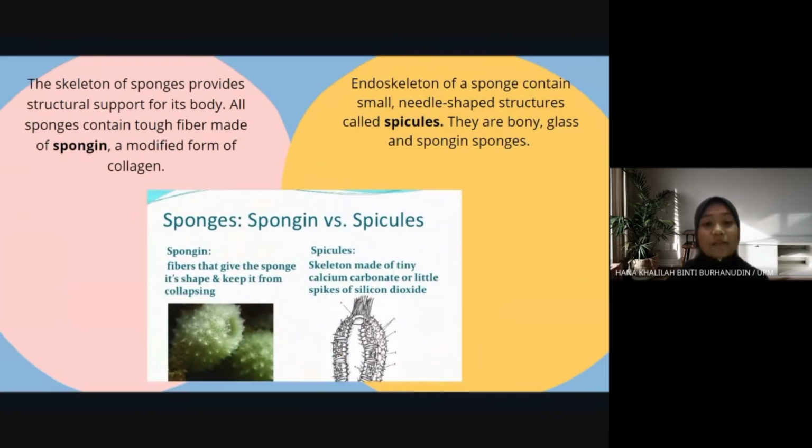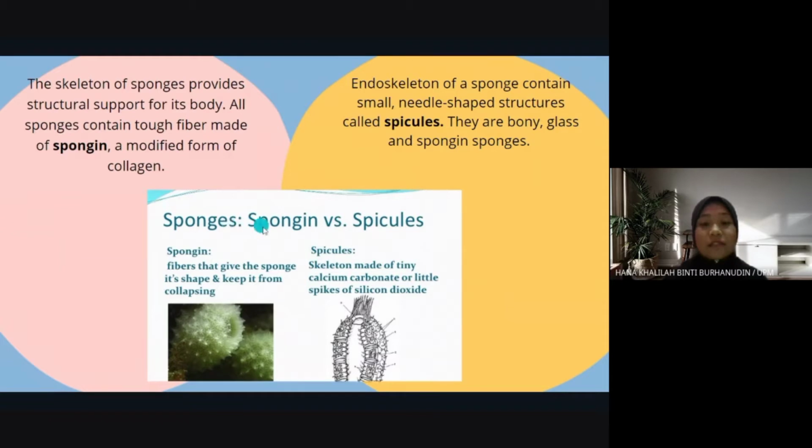The skeleton of sponge provides structural support for its body. All sponges contain tough fiber made of spongin, a modified form of collagen. The endoskeleton of a sponge contains small needle-shaped structures called spicules. They are bony, glass, and spongin sponges.